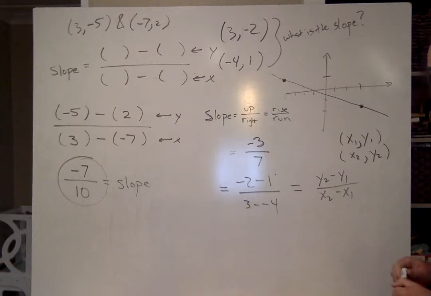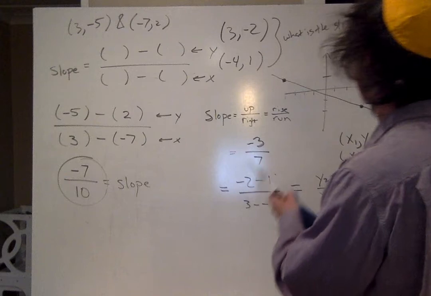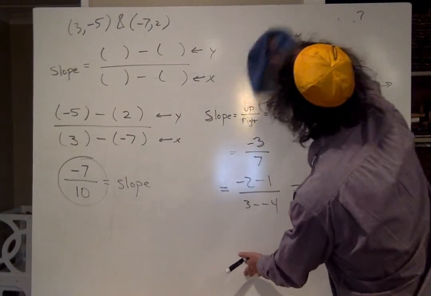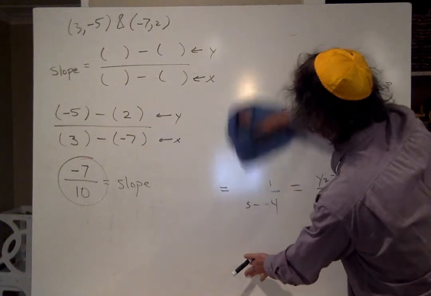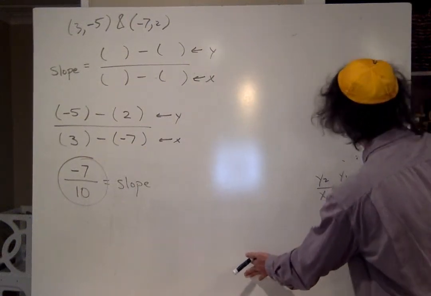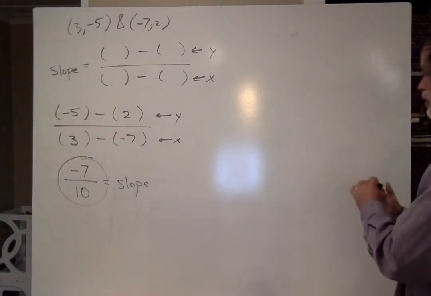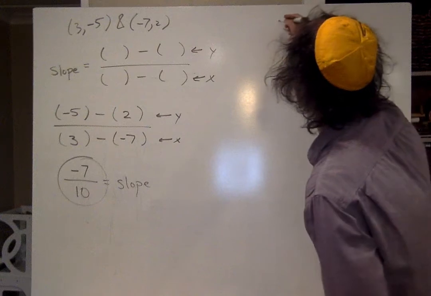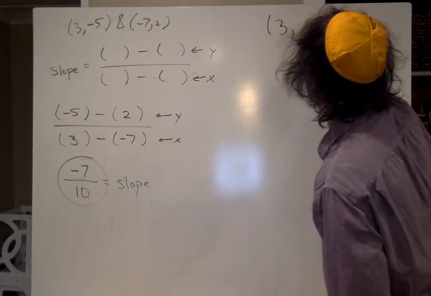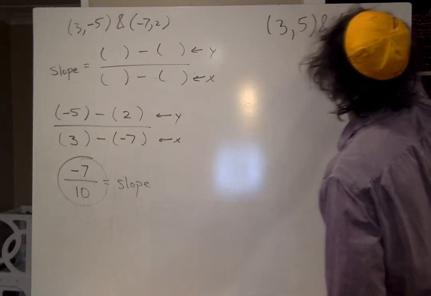It's okay? All right, now let's do the same thing with two different points: (3, 5) and (7, 5).